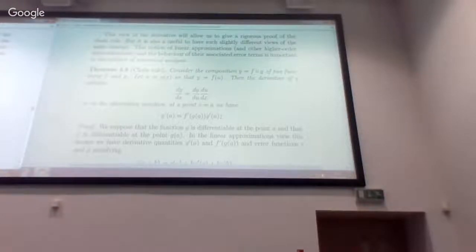We have the derivative of f evaluated at the point g of a, and that's multiplied by the derivative of g at a itself. Now, the assumptions that go into this: probably the safest thing is to assume that the functions f and g are differentiable everywhere. But at least what we have to know is that g is differentiable at a, and f is differentiable at g of a. Those are the minimum assumptions we need to make about f and g. But for ease of reading, to begin with, we'll just assume that f and g are differentiable everywhere.